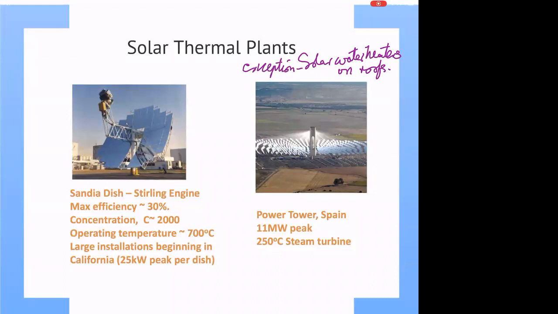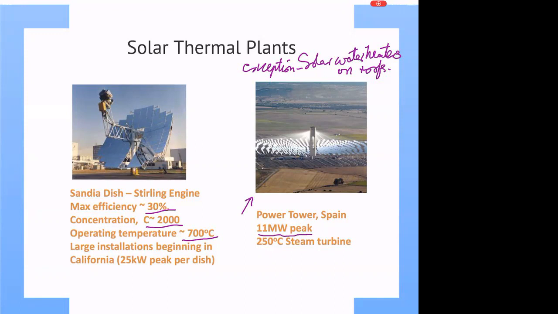This is an example of a Sandia dish Stirling engine, from Sandia National Labs. Efficiency of about 30%, very high concentrations, 2000, and very high temperature, about 700 degrees. And some large installations are starting to appear. This is a very nice system, a very large power tower in Spain, with about 11 megawatts peak operating power. I have a quick video of that.